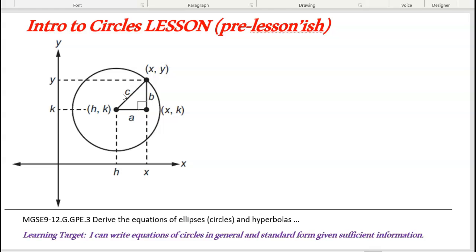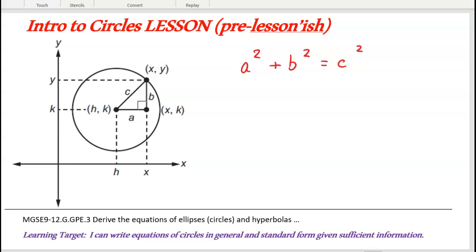Okay, so I'm going to write the Pythagorean theorem based on what you see drawn here. So I have A squared plus B squared equals C squared. Okay, so we've coordinatized a circle. We have a circle floating out in space. So I know that A squared plus B squared equals C squared. C, of course, is the radius. So C and R in this problem will be the same.